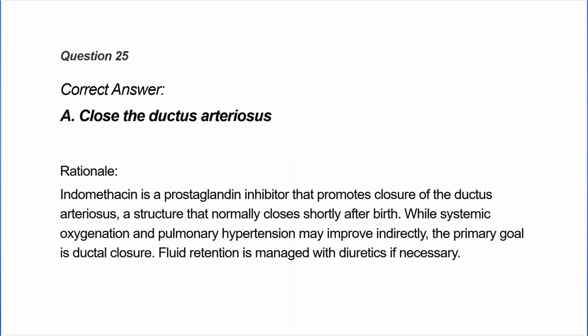Rationale: indomethacin is a prostaglandin inhibitor that promotes closure of the ductus arteriosus, a structure that normally closes shortly after birth. While systemic oxygenation and pulmonary hypertension may improve indirectly, the primary goal is ductal closure. Fluid retention is managed with diuretics if necessary.